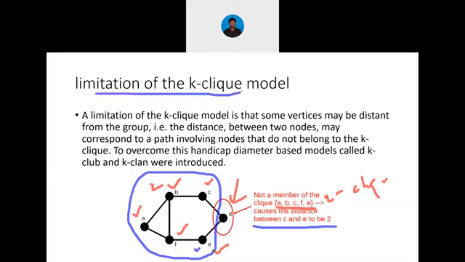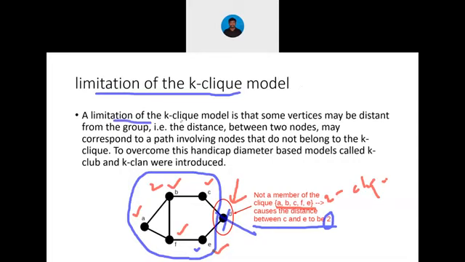This is actually the limitation of the k-clique model. A node which is not present in the particular clique, if it has been used to reach some other node, say for example E from C, it is having the same distance too, even though it has not been used here in this clique model. Then that is called a limitation of the clique model.